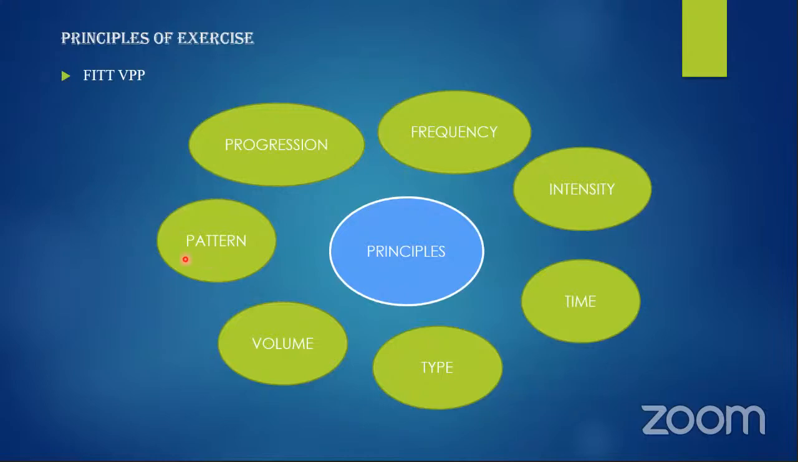Next comes the pattern. So pattern explains in which pattern you are doing the exercise. The pattern may be continuous session, interval training, circuit training, and circuit interval training. So first comes the continuous training. In continuous training, you are going to perform the exercise continuously without any break. That is known as continuous training. Next one is interval training. In interval training, a period of exercise followed by a period of rest will be there. That is the interval training. Next comes the circuit training. In circuit training, there will be 4 to 5 exercises. After the completion of the last exercise, again you will start with the first exercise.